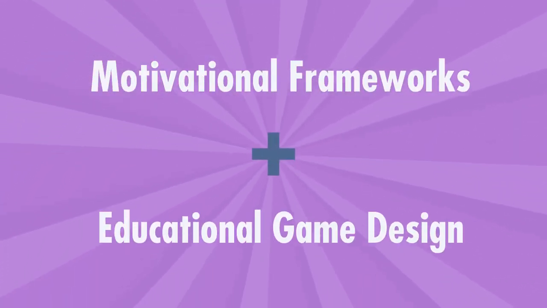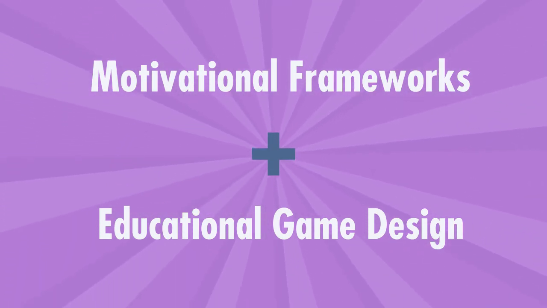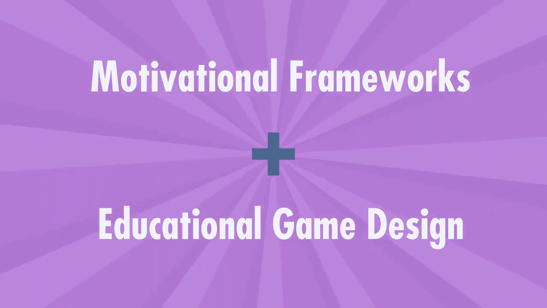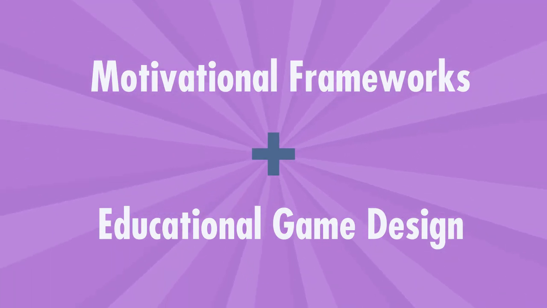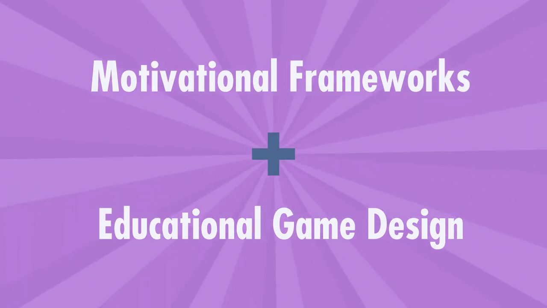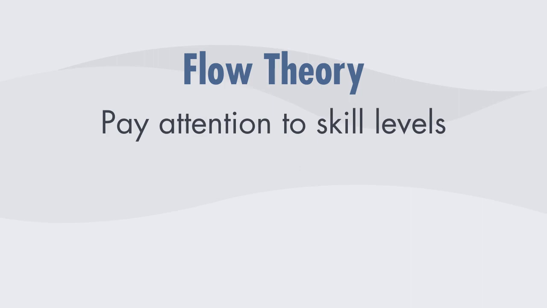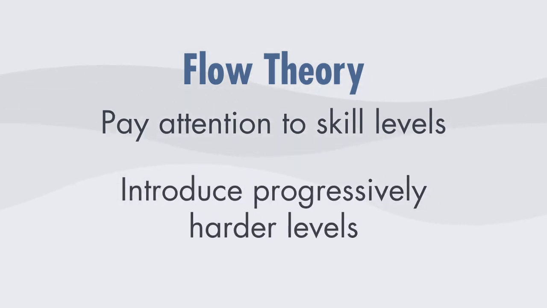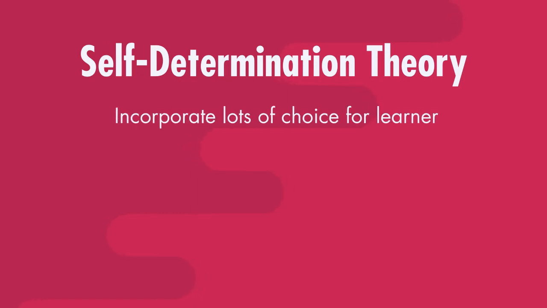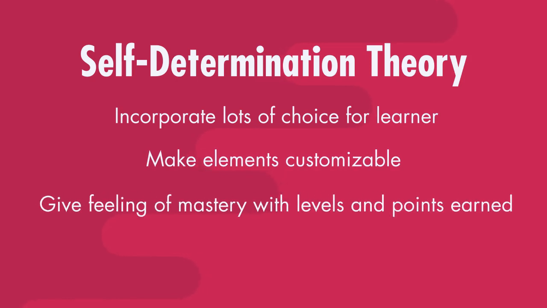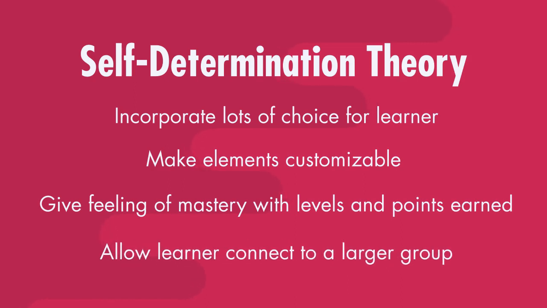So what are the implications on how these frameworks might impact educational game design? Well, there's a lot of different tactics to consider, particularly with the amount of overlap that we've just seen. If we take it model by model and start with flow, some tactics we might want to think about are paying attention to skill levels and introducing progressively harder levels as we go along. With self-determination theory, we might want to look at incorporating lots of choices for the learner. We want to make elements customizable. We want to give learners a feeling of mastery with levels and points earned. We also want to let the learner get connected to a larger group through competition with peers, leaderboards, group play, or teams.